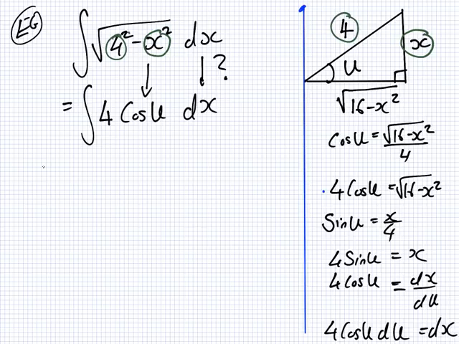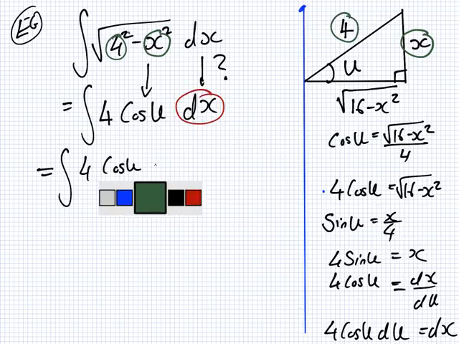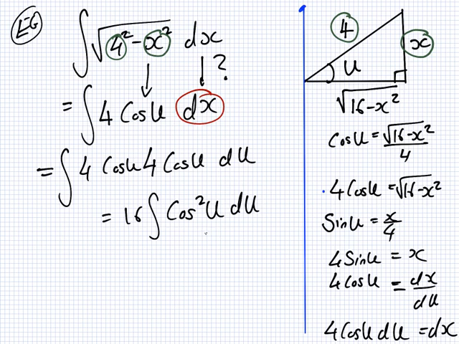So what you can do is you can change this into 4 cos u, and then your dx, you can replace it with 4 cos u du, which will be integrate 16, the 4's, I just put them together, cos squared u du. And you've seen this problem before. In fact, it was the very first example I did today.